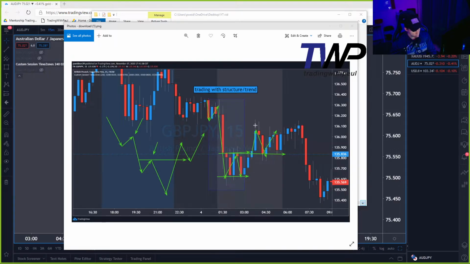And then if you look here, price never made a higher high, and then we made a lower low because we broke supports and we started to come down.